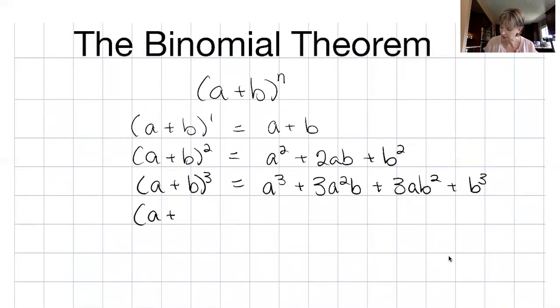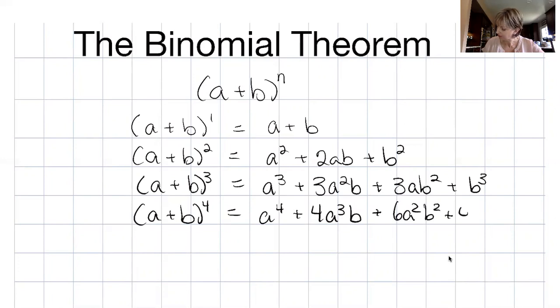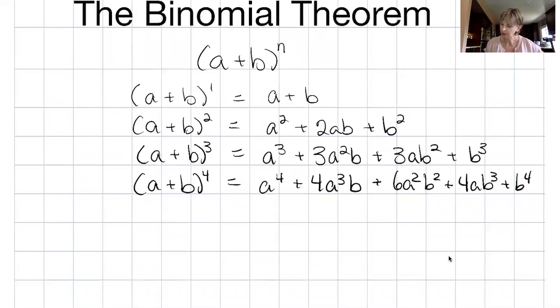Let's do one or two more. Let's say we had to the fourth. Then that would be a to the fourth plus 4a cubed b plus 6a squared b squared plus 4ab cubed plus b to the fourth. That's probably good enough for now. All right, so what patterns do we start to see when we start to expand these binomials?